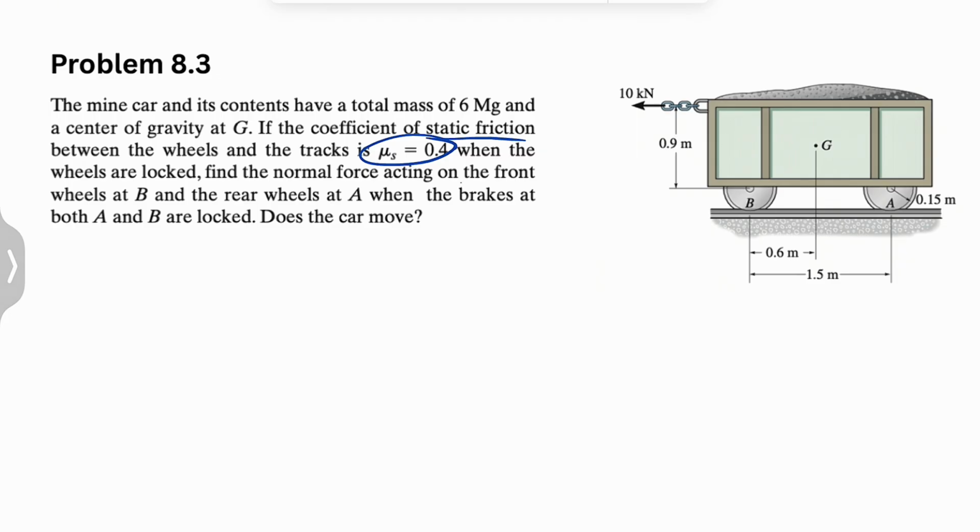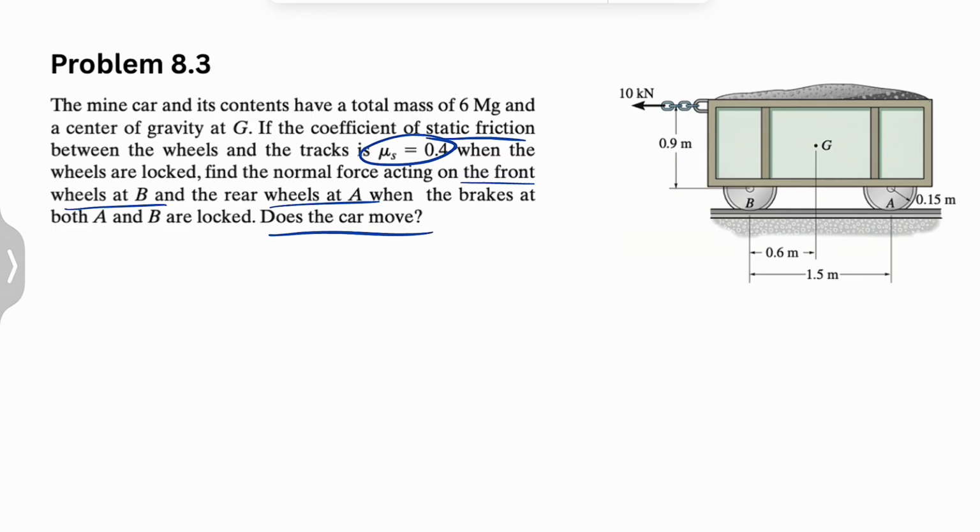need to find the normal force acting on the front wheels at B and the rear wheels at point A when both brakes are locked. And at the end, we have a question, does the car move or not? So as always, we're going to start with the free body diagram.